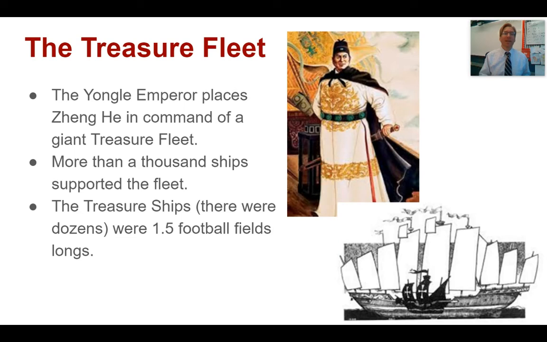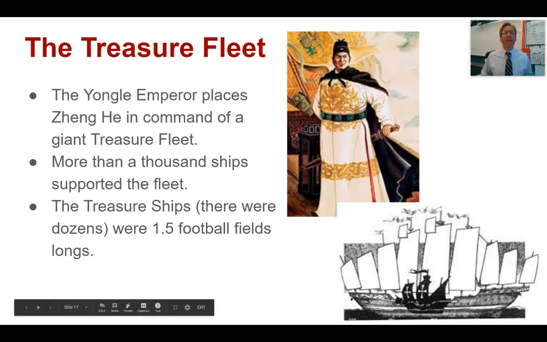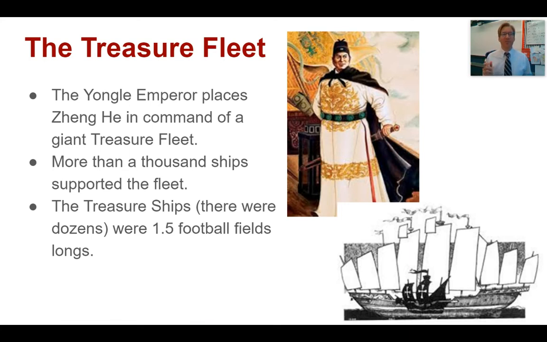But the second emperor, the Yongle emperor, is able to take control of a mostly unified China and focus on the outside. One of the things that is built during the Yongle emperor's time is something called the Chinese treasure fleet. And they put the Admiral Zheng He in command of this giant treasure fleet. More than 1,000 ships were in this fleet. Just imagine that, like 1,000 ships. And this fleet would travel the world, learning about other peoples and trading with them. The largest ships, and there were dozens in the treasure fleet, were about 1.5 football fields long.